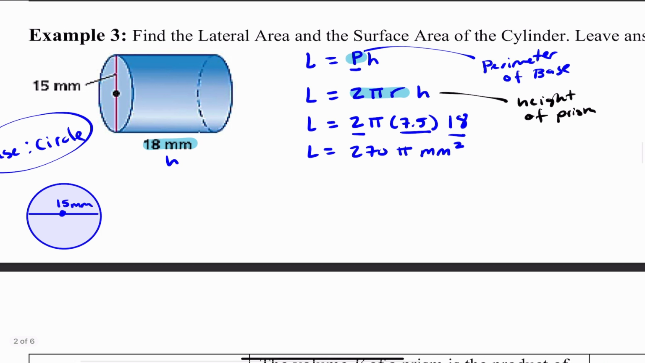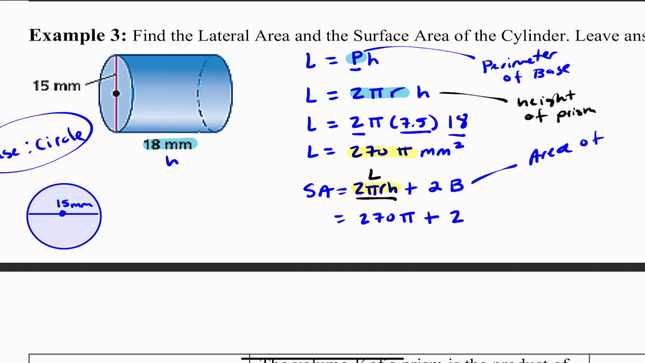And to find the surface area, it's basically the perimeter times the height plus 2 bases. But we already figured out that the perimeter and the height is 2 pi r h. Okay, so I can just say 2 pi r h here. We've already figured out what the lateral area is, right? So I don't need to do this again. All I have to do is just replace this with this. So the surface area is equal to 270 pi plus 2 times big B. So big B is the area of the base.